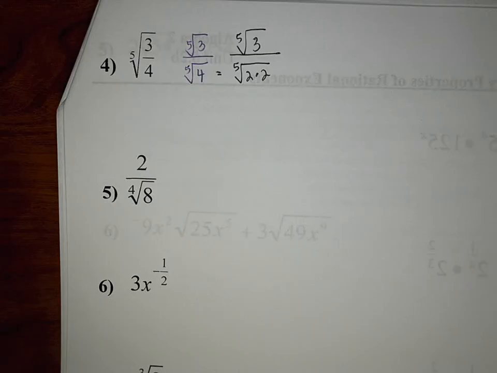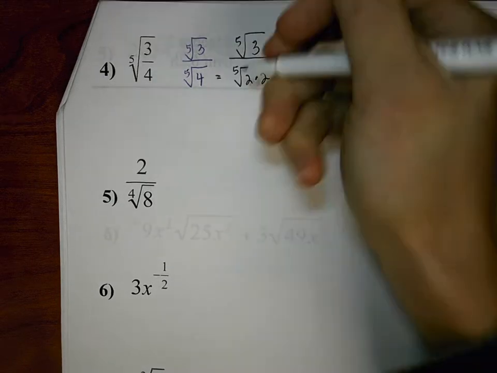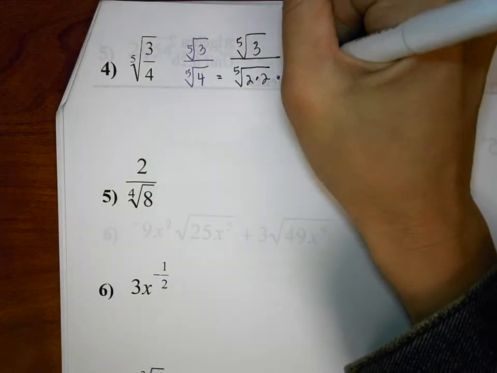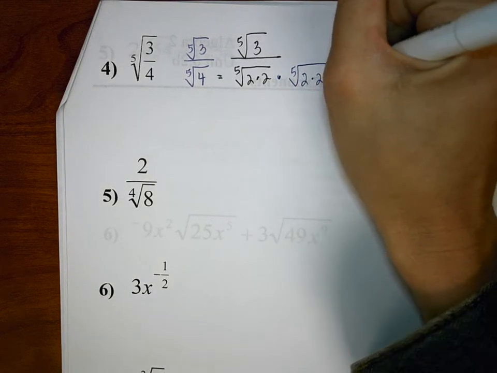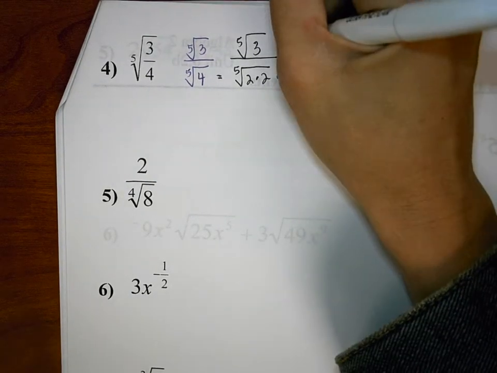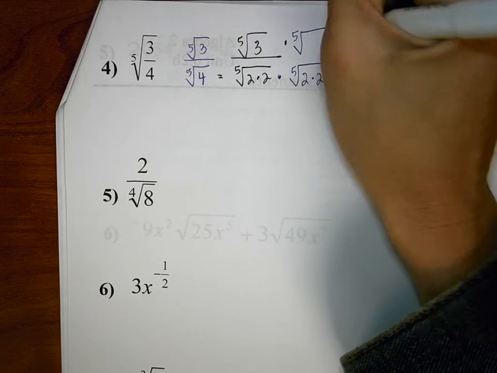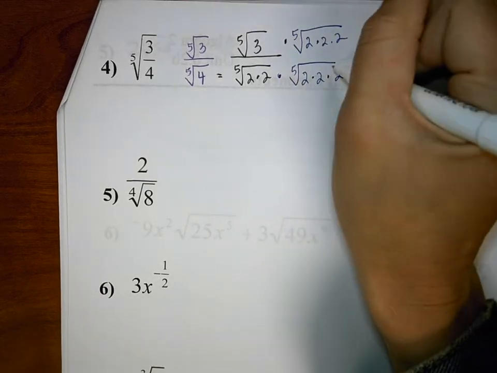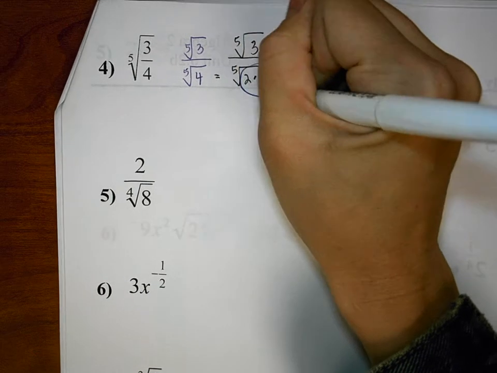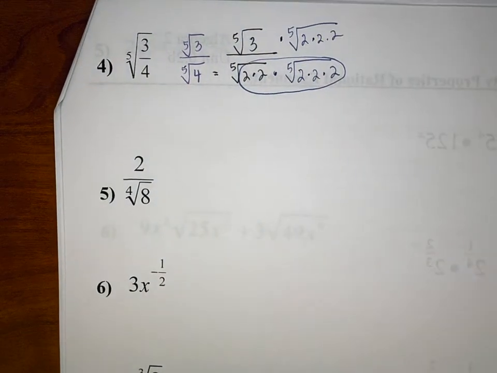So how many more 2's do I need in order to make a group? We need 3 more 2's, right? So we're going to multiply by the fifth root of 2 times 2 times 2, so that I have 5 2's. So we're multiplying the top times the fifth root of 2 times 2 times 2. So this makes how many groups? 1, because we need 5 2's in order to make a group.